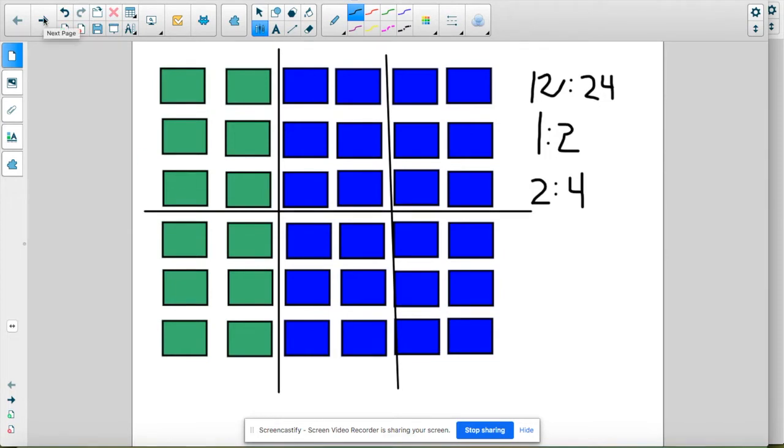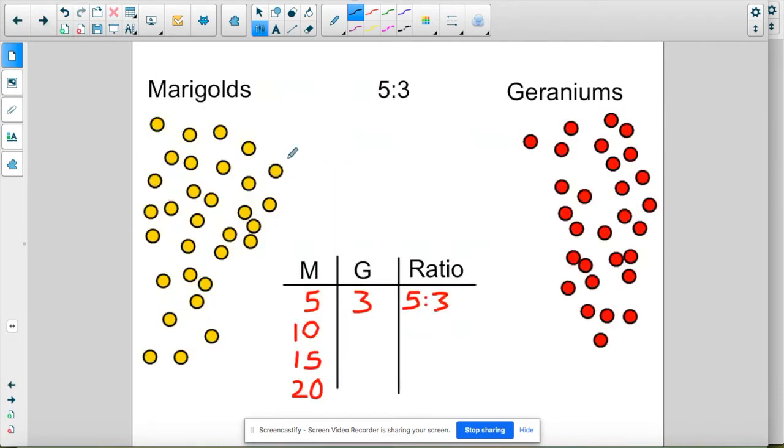So let's have a word problem. Let's talk about planting a garden. It's the time of year that some people might like to get started planting gardens. And this garden is going to have a ratio of 5 marigolds to 3 geraniums. So every time that 5 marigolds are planted, 3 geraniums are planted. So that gives us a ratio of marigolds to geraniums of 5 to 3.